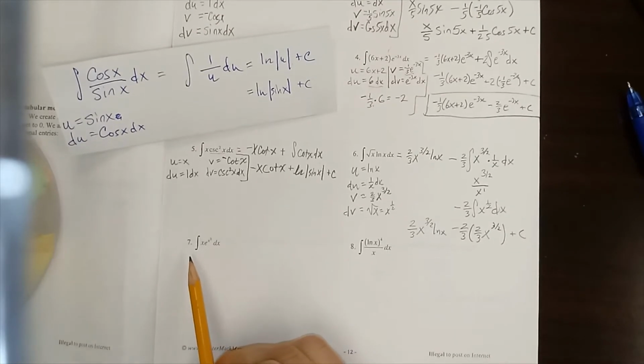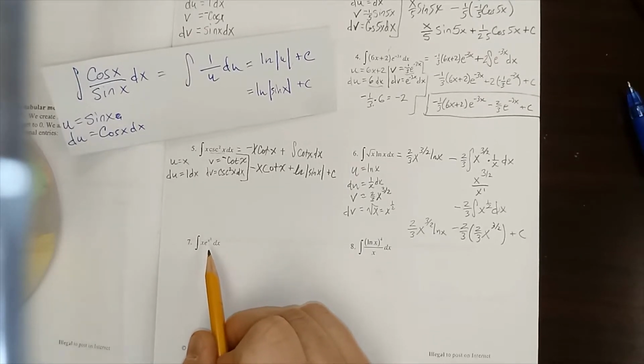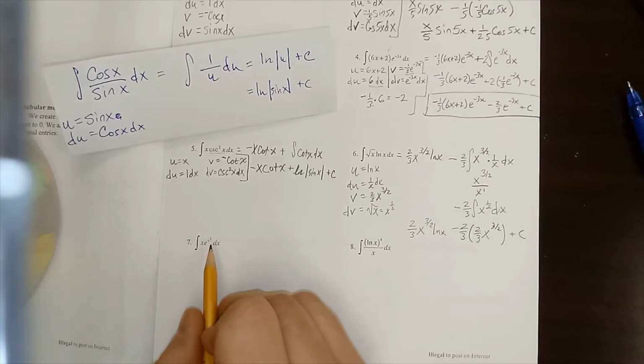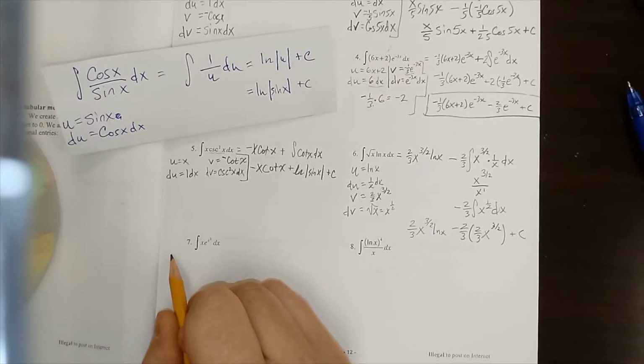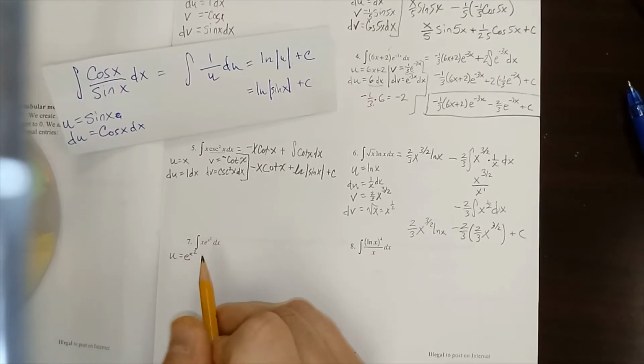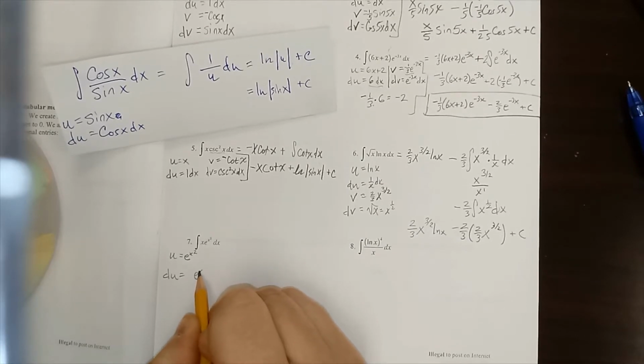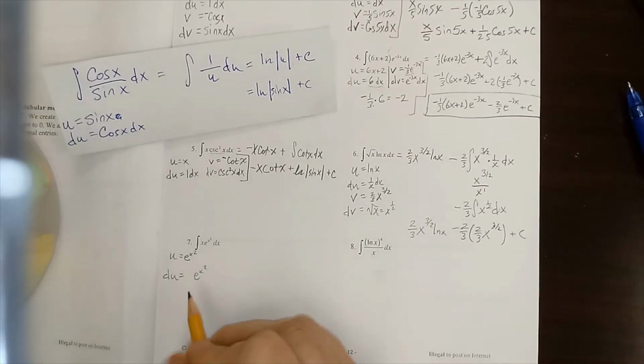All right. 7: x e to the x squared. Okay, here's the problem. E to the x squared does not have a standard integral. We do not know the integral of this. So because of that, I'm going to say that u is equal to e to the x squared. So then du is equal to e to the x squared again, but we have to multiply by the derivative of its exponent, which is 2x.